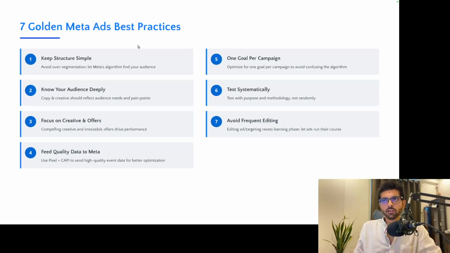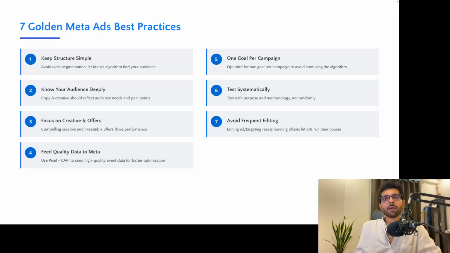Keep your account structure simple, no over segmentation, know your audience deeply, and through that make creatives, right? It's not only about using the lookalike audience or interest based audience, but also audience psychology, right? Focus on creatives and offer instead of dividing your campaigns as to which interest will work, etc. Take that energy and put it on offers and creatives. We have videos related to offer creation. We will be making videos related to creatives as well. So you can subscribe to our channel to stay tuned.